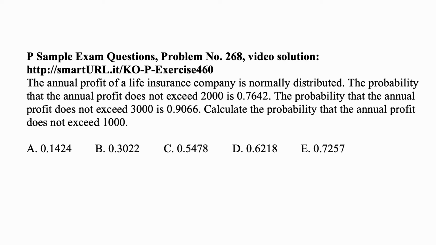Here's the problem for today. For exam P on probability, the annual profit of a life insurance company is normally distributed. The probability that the annual profit does not exceed 2,000 is 0.7642. The probability that the annual profit does not exceed 3,000 is 0.9066. Calculate the probability that the annual profit does not exceed 1,000.